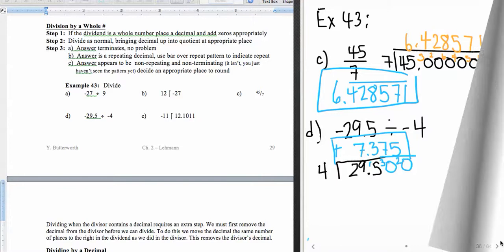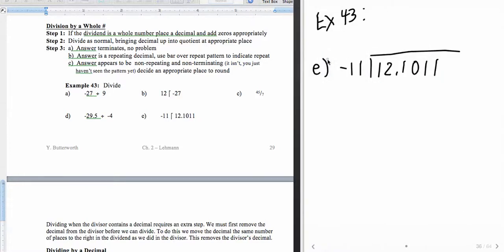And our next example, here, our last one, we have a positive divided by a negative, so we're going to get a negative answer. We're going to put our decimal in here. 11 goes into 12 one time with 1 left over. 11 will go into 11 one time with 0 left over. 11 will not go into 0. You have to put a 0 up there.